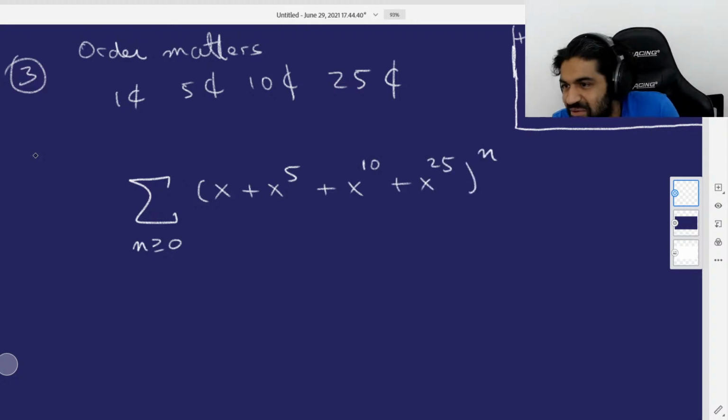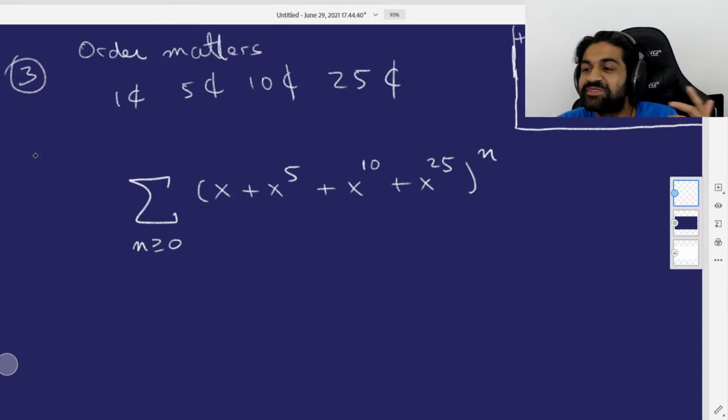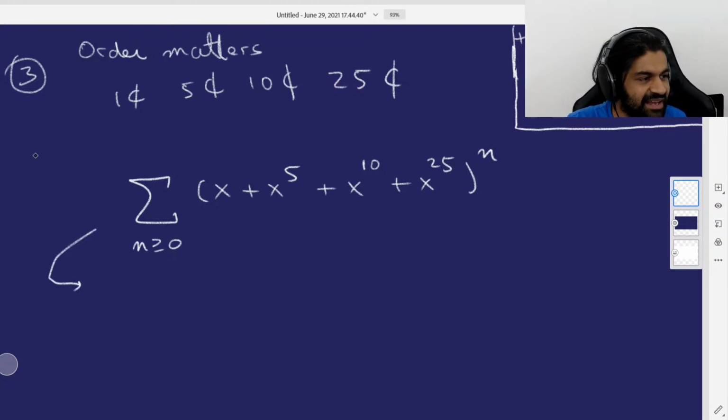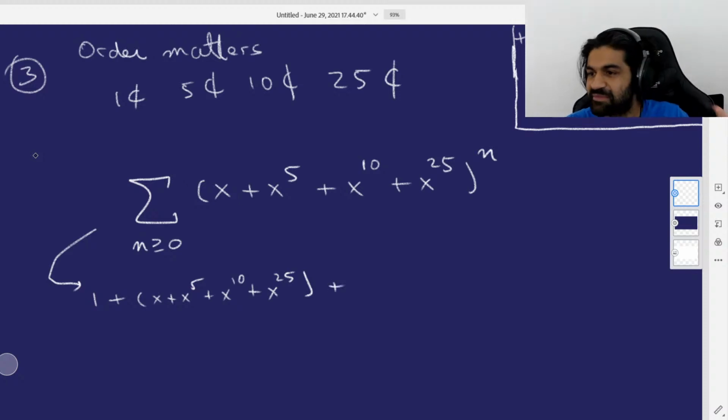I would just have to add them all up, right? So if I'm allowed to use now any number of coins, then I just need to add all the work I've done so far. Hopefully that makes perfect sense, right? By the way, this sum is just like 1 plus x plus x to the 5th plus x to the 10th plus x to the 25th, right? Plus the same thing squared plus the same thing cubed and so on.